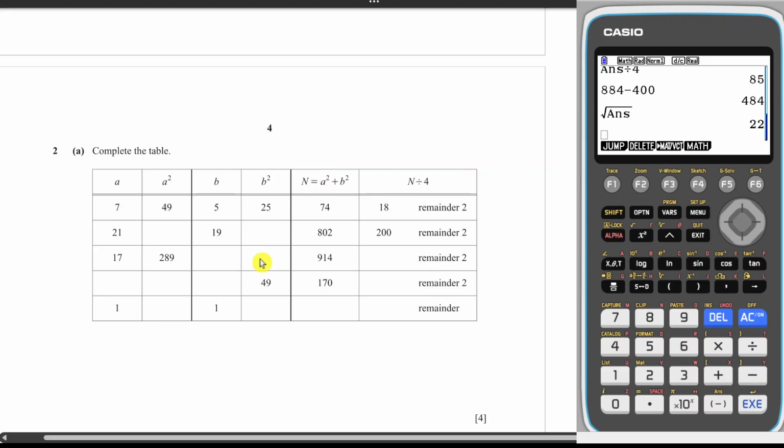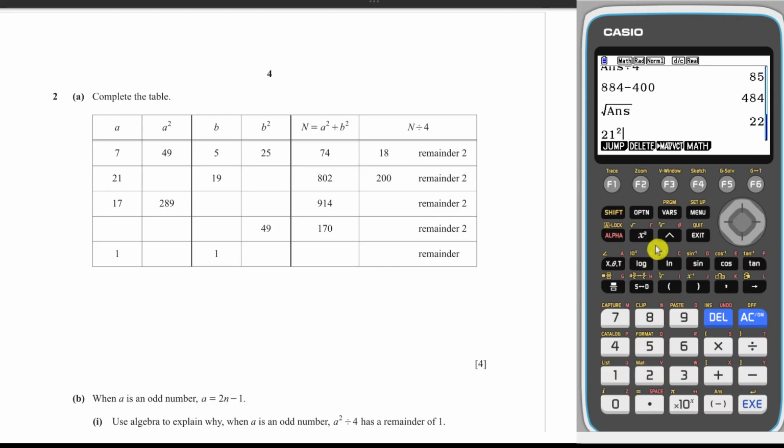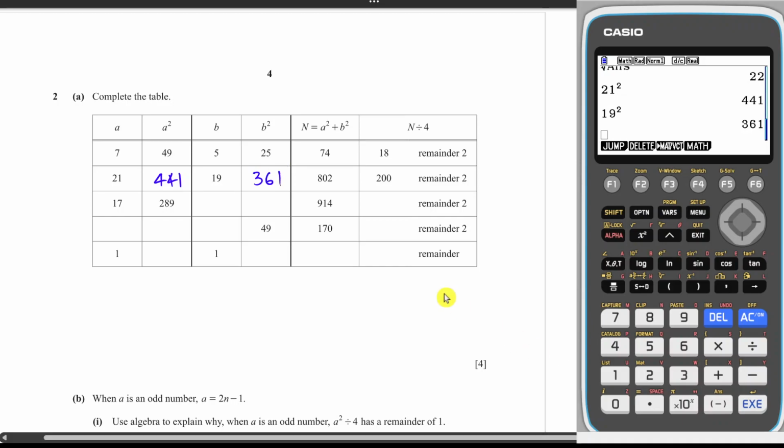Now again, simple table here. So this is a square, b square, and n is given as a square plus b square. Here we can see that a and b are odd numbers. So the square of 21 is 441, and 19 square is 361. And you add both of them, you get the remainder as 2.